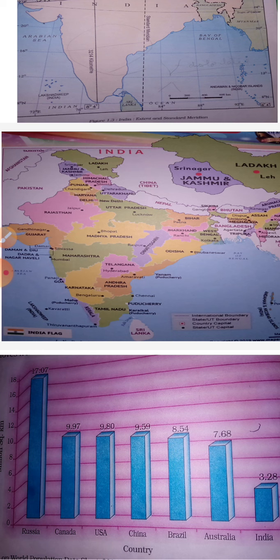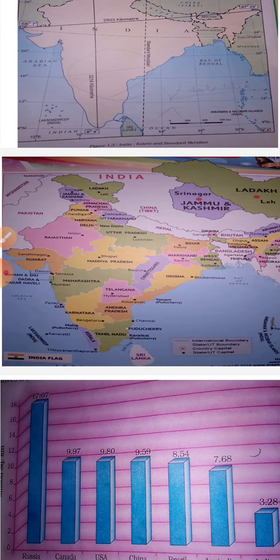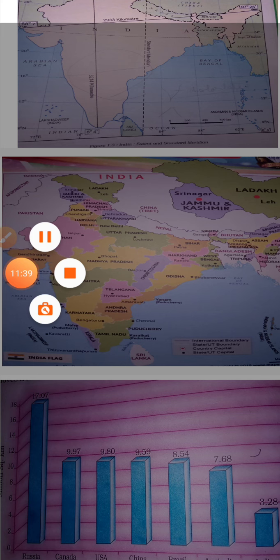And with regard to China, you know that it has illegally captured some parts of our country in the northeast, and some other areas of the world have also been captured by this country. So we have to follow the sequence that is given in your textbook. So these are all the things, and in the next video we will discuss some new things.